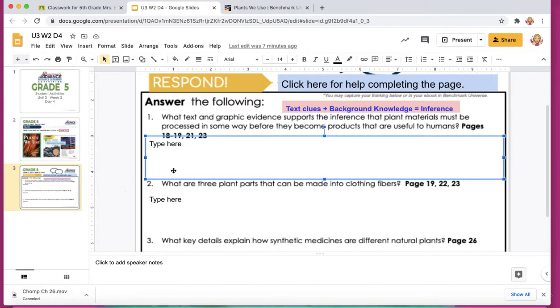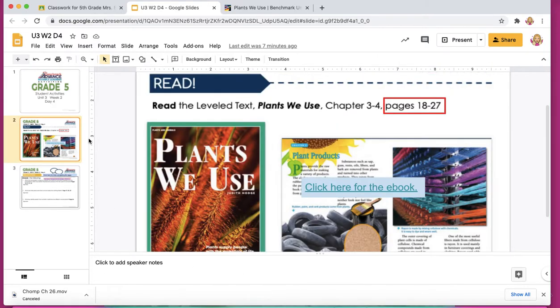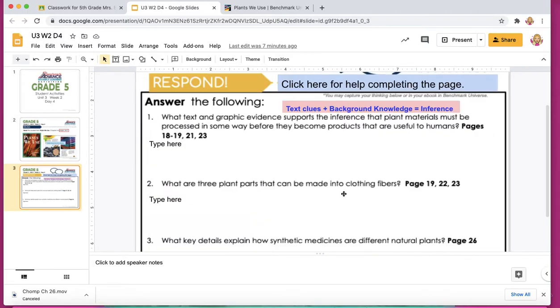Today we are completing our Respond page for plants we use. You should have already gone into your ebook and read pages 18 through 27. And now we are going to be answering these three questions.